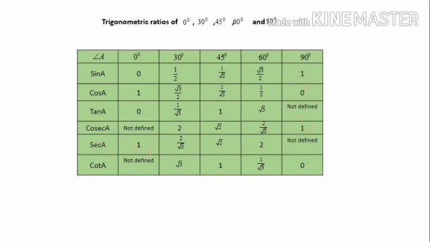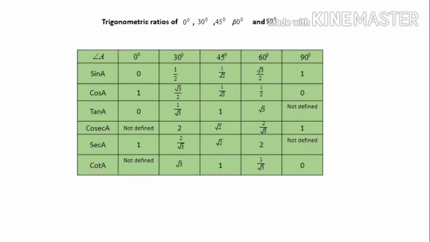Then for getting sec values, you have to take the reciprocal of cos. So 1 divided by 1 is 1. 1 divided by root 3 by 2 is 2 by root 3. 1 divided by 1 by root 2 is root 2. 1 divided by 1 by 2 is 2. Then 1 divided by 0, division by 0, not defined.